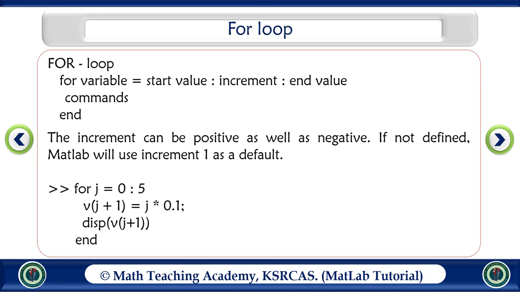So the next command is v of j plus 1. So v of 1 plus 1 becomes v of 2. So v of 2 is equal to j star 0.1. The present value of j is 1. So 1 into 0.1 becomes 0.1. So that 0.1 is stored to the variable name v of 2.